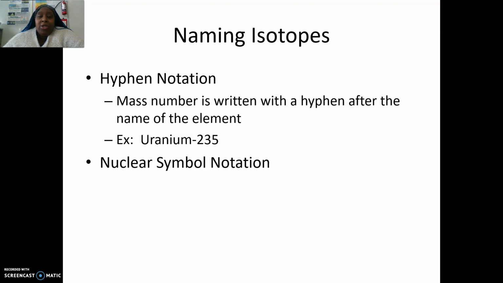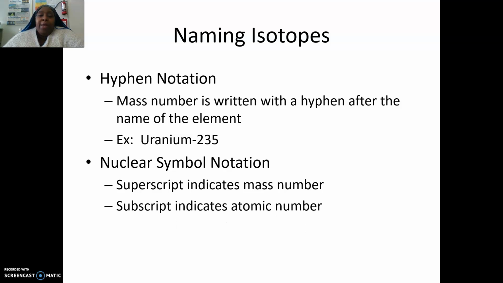The second notation is nuclear symbol notation. For that notation, there is going to be a superscript that indicates the mass number, and then there's going to be a subscript that indicates the atomic number. The superscript is the one that is raised above the line that you're writing on. The subscript is the one that's below, obviously, the name sub. It's going to look just like this, okay?